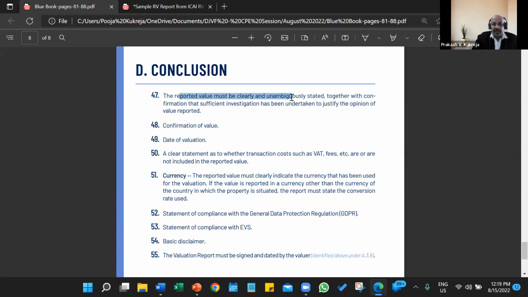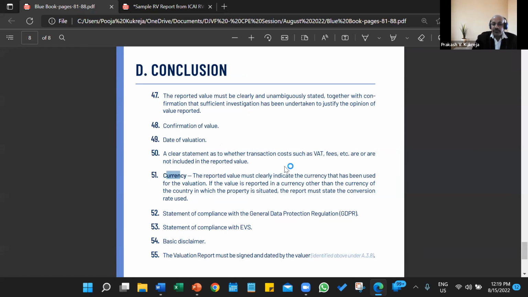The report must be clearly and unambiguously stated, together with the confirmation that sufficient investigation has been undertaken to justify the opinion of the value reported. Confirmation of the value, date of valuation, and a clear statement as to whether transactions costs such as VAT, fees, etc. are not included in the reported value.